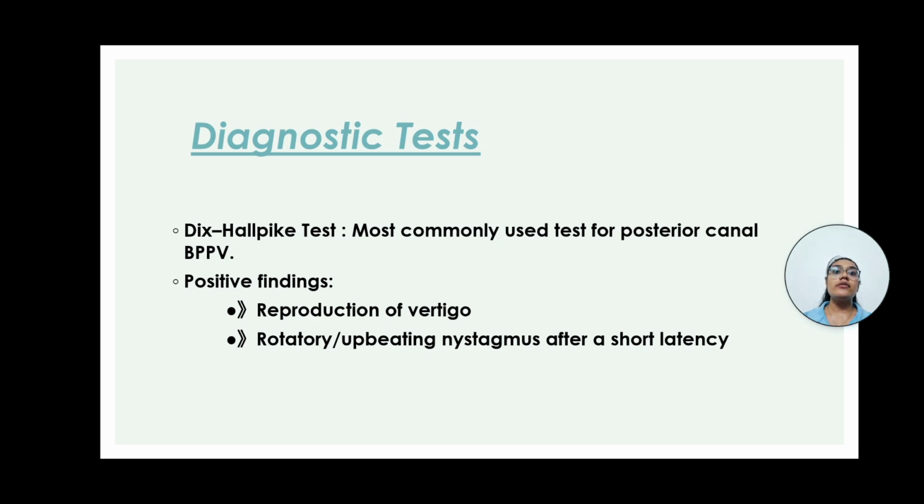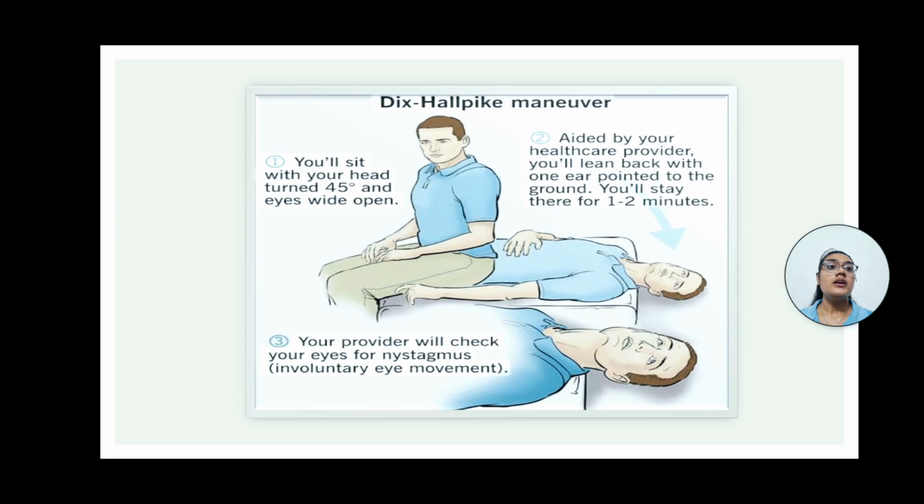Here is the diagnostic test. The Dix-Hallpike test is the most commonly used test for posterior canal BPPV. The positive finding is reproduction of vertigo and rotatory nystagmus after a short latency. Here you see how to perform this test.